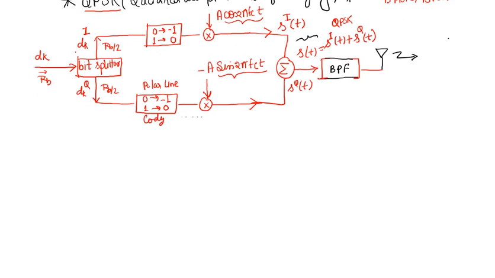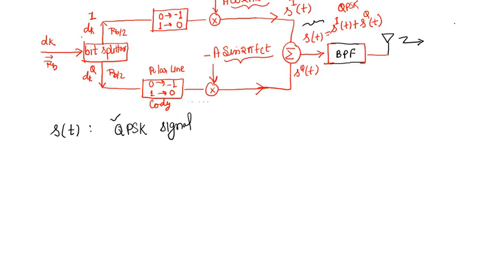Now we'll discuss how to draw the constellation for ST. ST is our QPSK signal. It is now very clear what is quadrature, why we call it quadrature, and why we call it phase shift keying; it will become evident shortly. In order to see that, first let's plot the constellation diagram of this. So for the constellation diagram, what do we need?